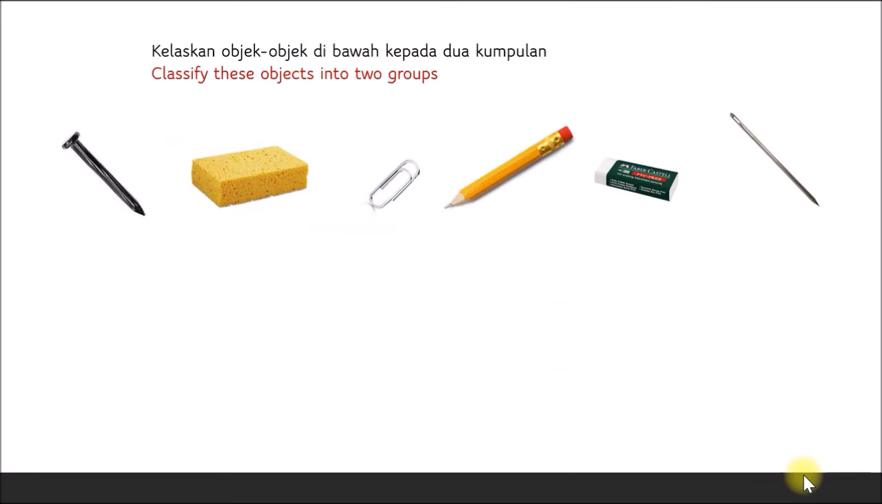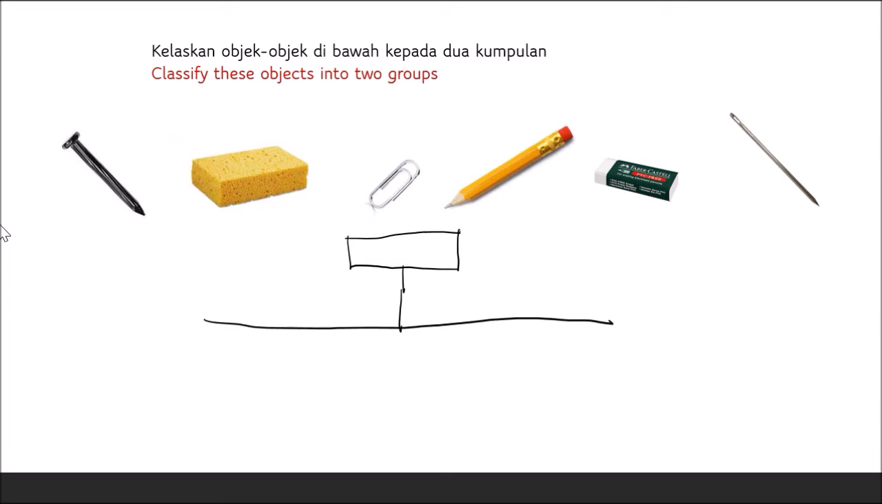Alright, look at this example. Okay, I have a few objects here that are nail, sponge, paperclip, pencil, rubber, and a needle. Alright, you have to classify these objects into two groups. So, you have to find out what are their properties that are similar. Okay, so here you can use a tree map to make this classification. Okay, so here is the example of a tree map. Okay, this is my tree map.